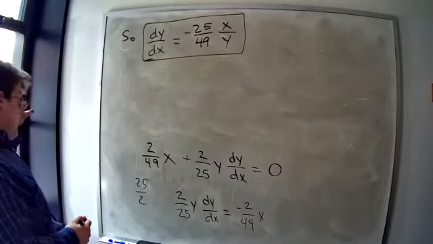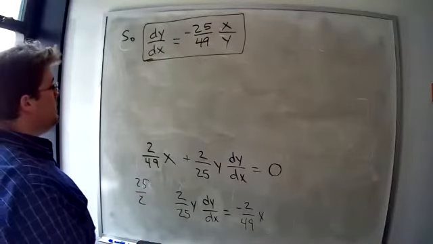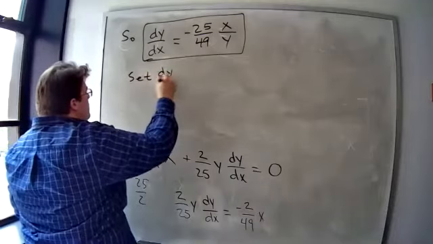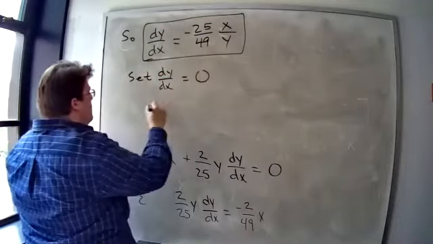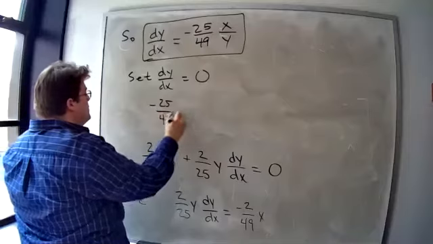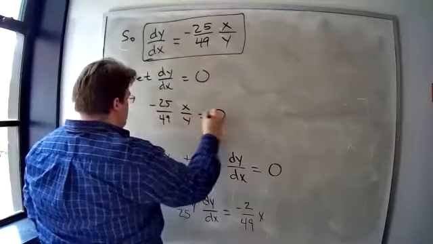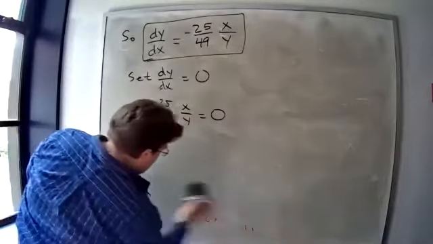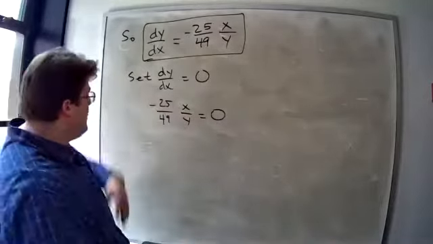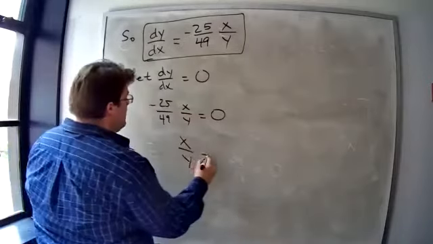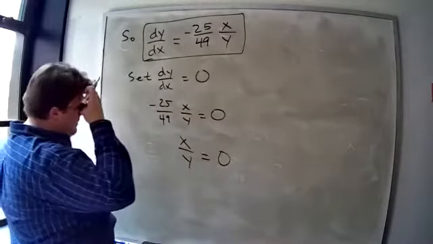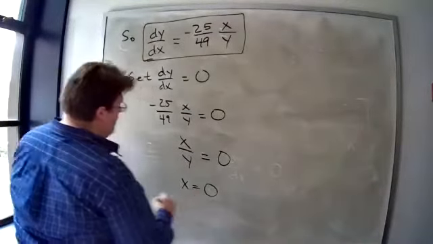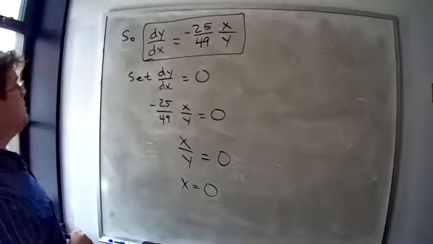So we need equations for horizontal tangent lines. We need to find where dy/dx is 0. So let's set it equal to 0. What do we get? We get negative 25/49 x over y equals 0. Divide by the constant, you get x over y equals 0. Solve this, you can multiply both sides by y, and you get x equals 0.